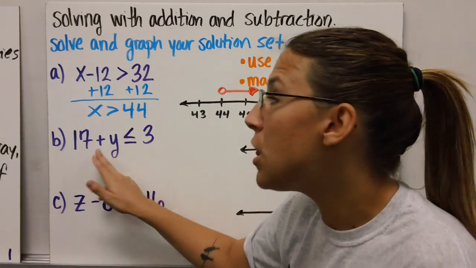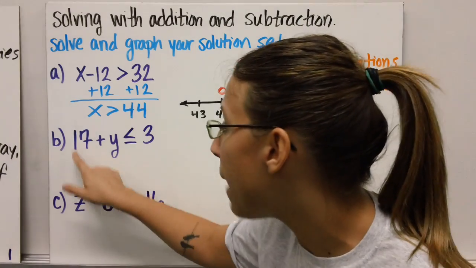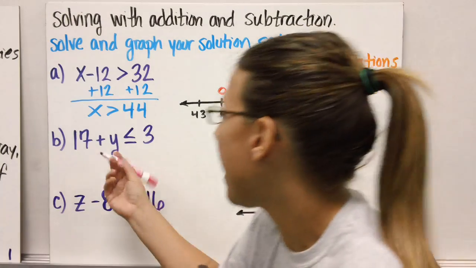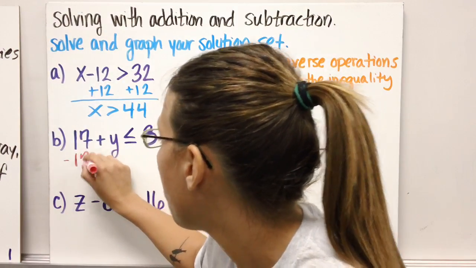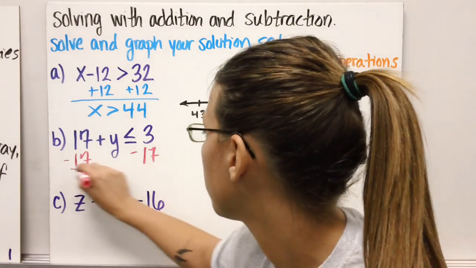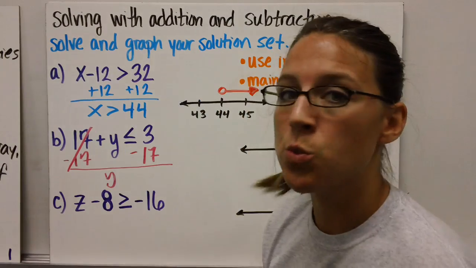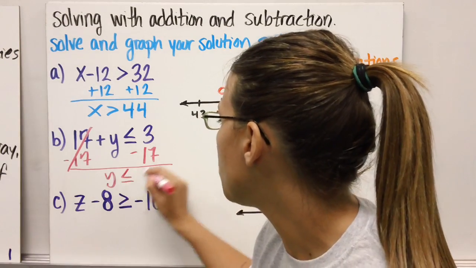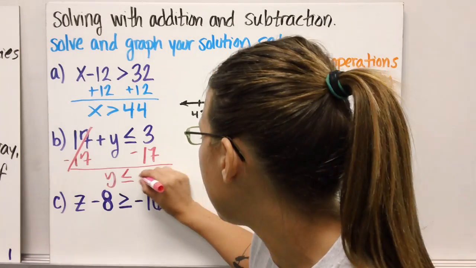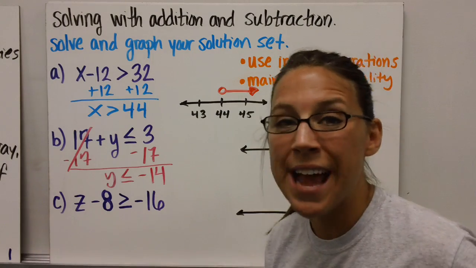I have 17 plus y is less than or equal to 3. Well, 17 is positive, so in order to move it to the other side and leave y alone, I need to subtract it from both sides. So that means that y, and it's positive y, which is what I want, is less than or equal to 3 minus 17. That's going to be a negative 14. Y is less than or equal to negative 14.